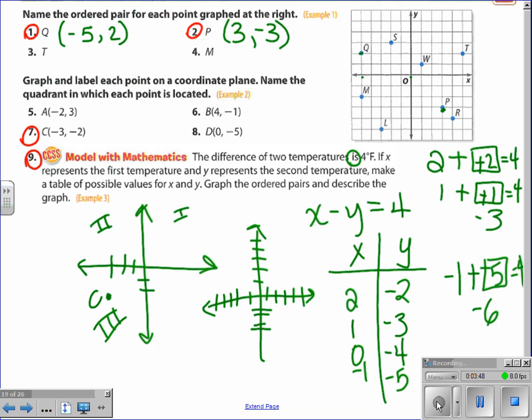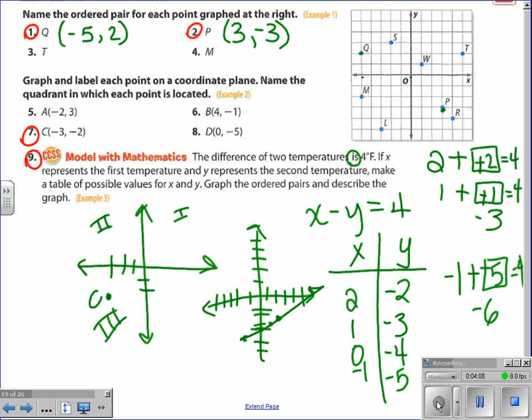If you would, on your assignment, doesn't it say that? Graph the ordered pairs. So graph at least 3 points. So positive 2, negative 2. This is not a very well drawn graph. Positive 1, negative 3. 0, negative 4. Negative 1, negative 5.